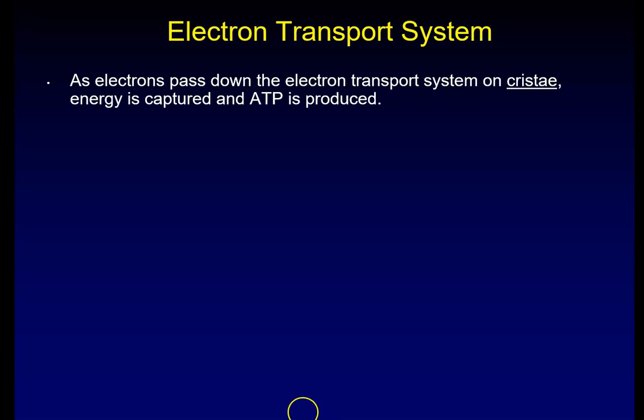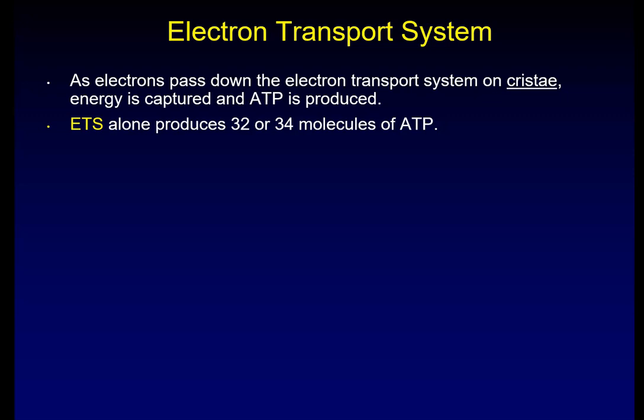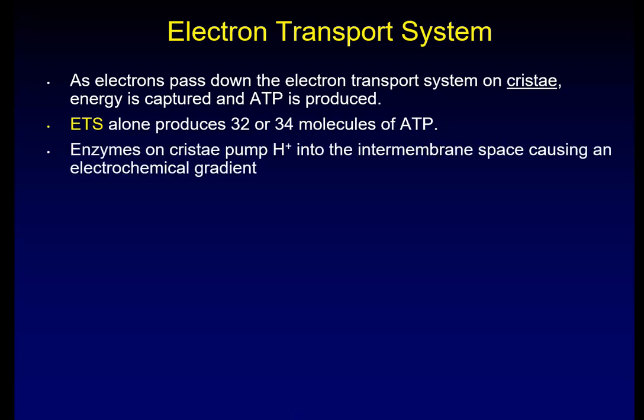are going to be losing energy because they are going to be used to help pump these hydrogen ions into the intermembrane space. We already stated that the ETS all by itself can produce 32 to 34 molecules of ATP. And as these enzymes that are embedded within this membrane, the convoluted membrane that we call the cristae, they will pump hydrogen ions into the intermembrane space.